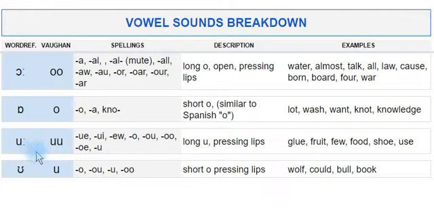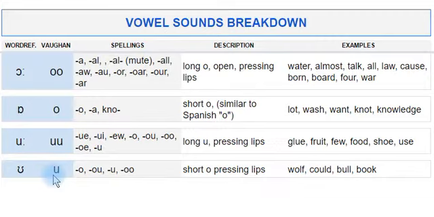Okay, the long OO, represented in the phonetic books by a double OO. Okay, you have many spellings as well. Okay, you have to press your lips forward very much. Glue, fruit, few, food, shoe, use. Make sure that both lips are pressed forward. This sound will come out fine. Use, shoe.